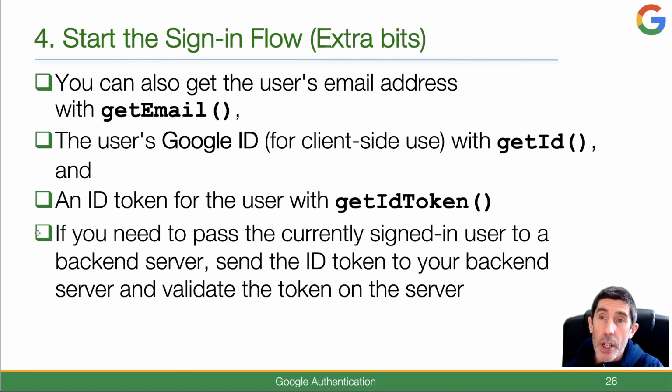Some extra bits worth knowing about. You can also get the user's email address with get email, which we're doing. The user's Google ID for the client side with get ID, and as we're using as well, an ID token for the user with get ID token. That's a unique ID, kind of like our Mongo ID if you can remember back, so it uniquely identifies the individual user. If you need to pass the currently signed in user to a backend server, send that ID token to your backend server and validate that token on the server itself. This is all looked after for us automatically with Firebase, but if you were working with a different backend, that's the token you would need to be passing off.